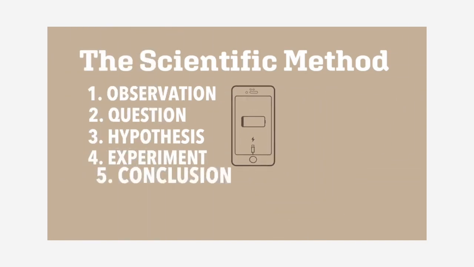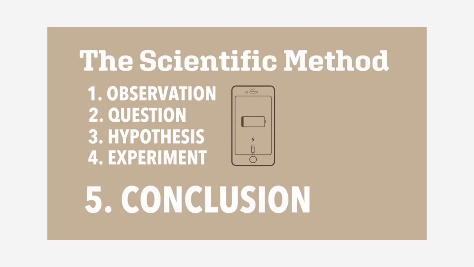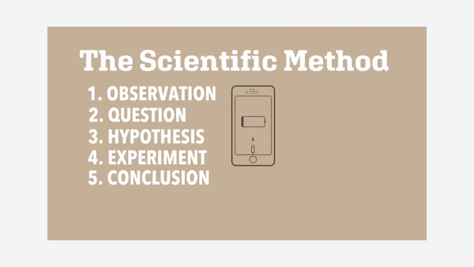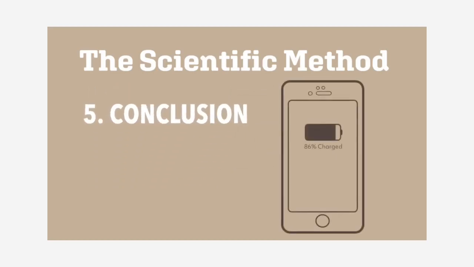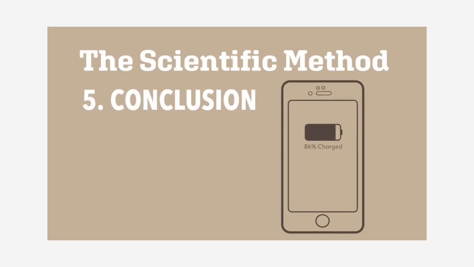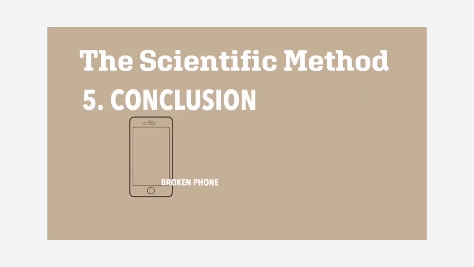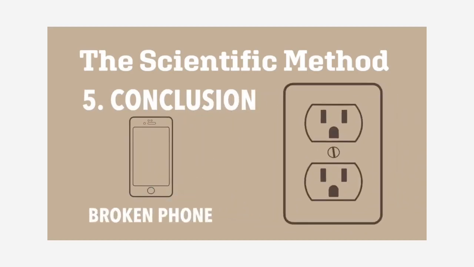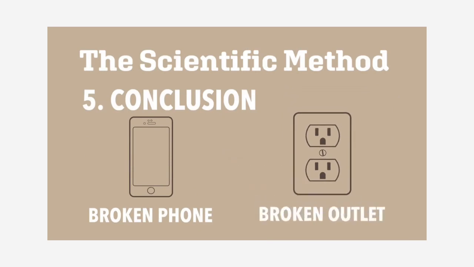Now it's time to analyze our data and come to a conclusion. My hypothesis was incorrect. It was not a broken or faulty charging cord. We now can conclude that either 1. My phone's battery needs to be replaced, or 2. The outlet is not working properly.